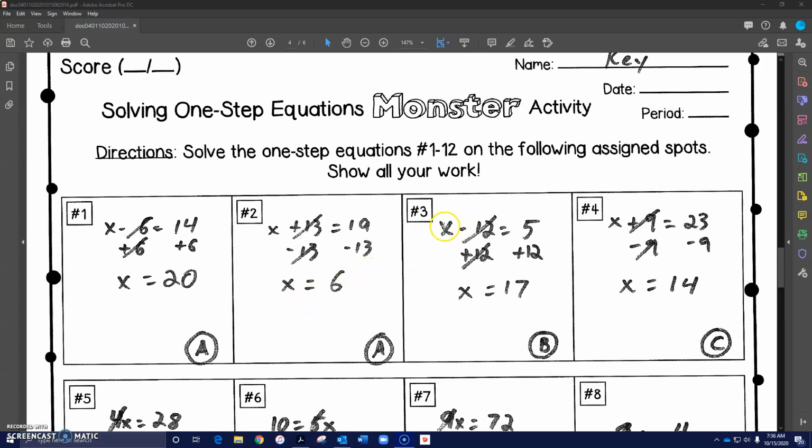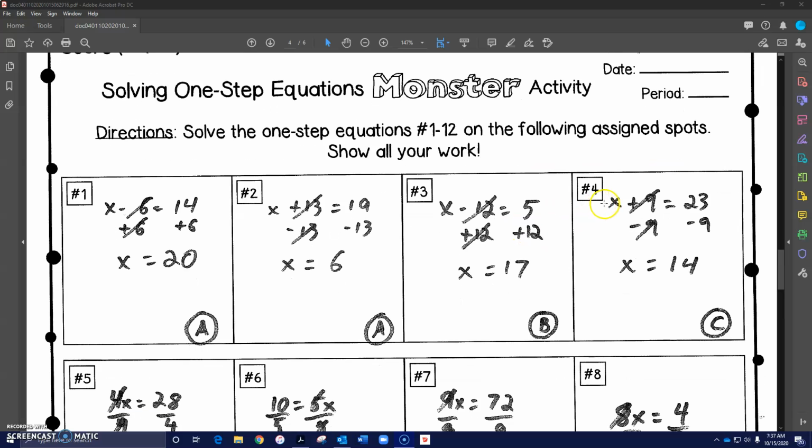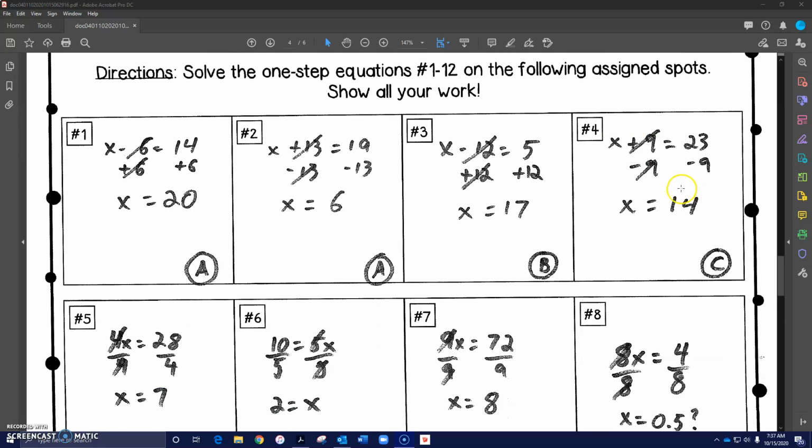For number 3, you had x minus 12 equals 5. You add 12 to both sides and get x equals 17, which was answer B. For number 4, you had x plus 9 equals 23. Take 9 away from both sides, and you're left with x equals 14, which was answer choice C.